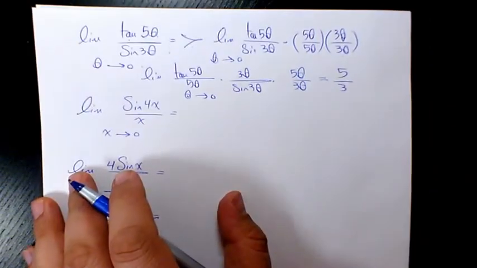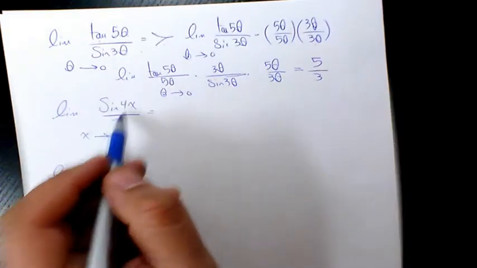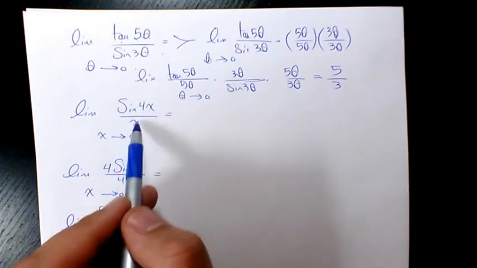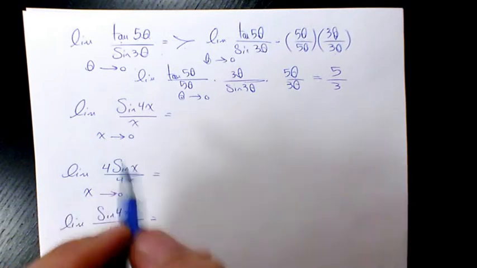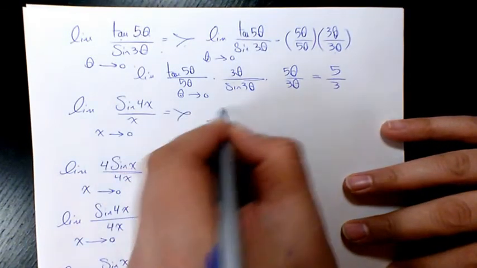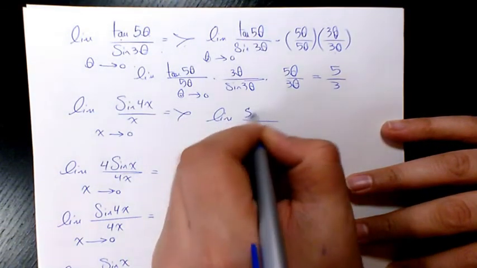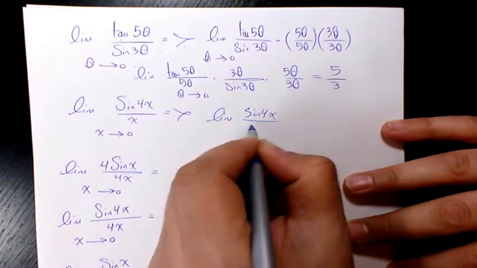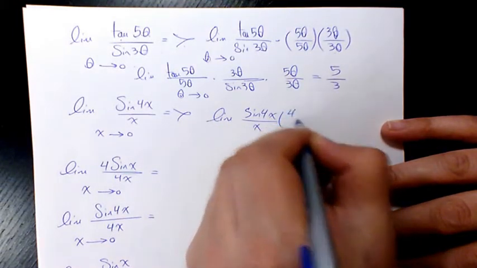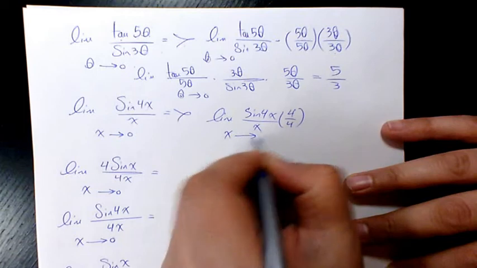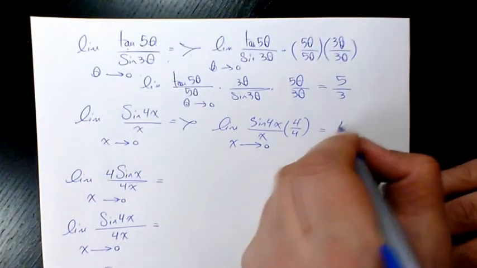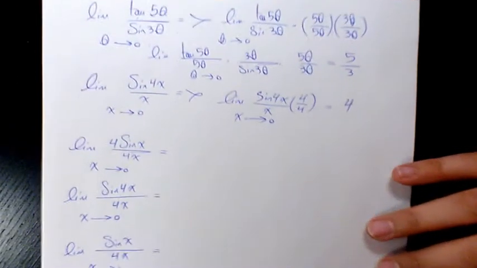Next one is limit of sine 4x over x when x is approaching 0. So that's easy. You just multiply both numerator and denominator by 4. The answer is going to be 1 times 4, which is going to be 4.